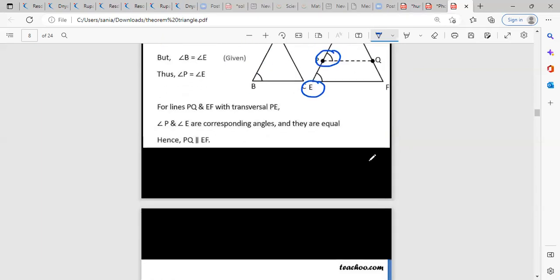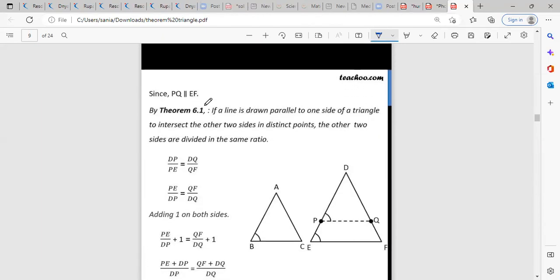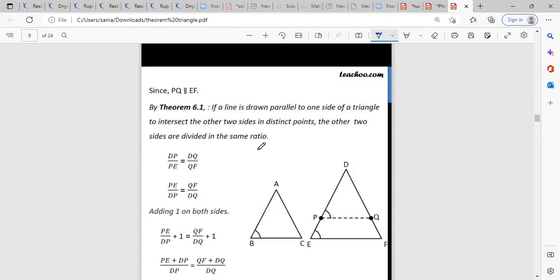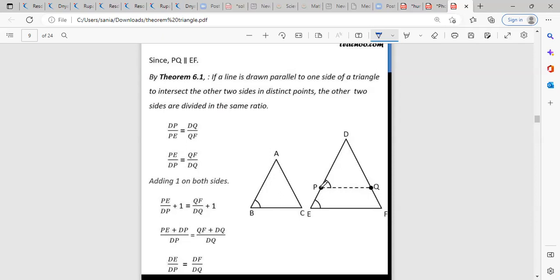Clear? So now PQ is parallel to EF. By theorem 6.1, you know that if these are parallel, then they will be dividing into the same proportion. So it will be DP divided by PE equals DQ divided by QF. Similarly you can write PE divided by DP and QF divided by DQ, like I reversed it, right?